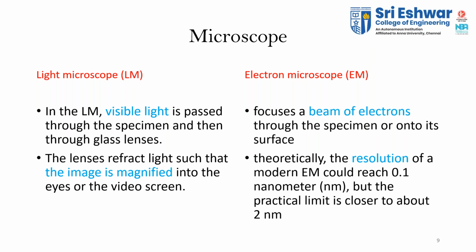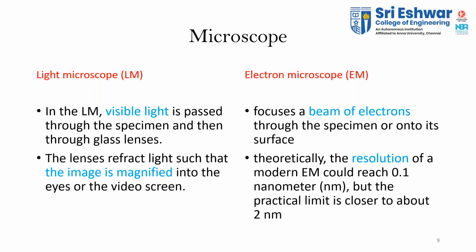Okay, so this has two classifications. One is the light microscope, another one is the electron microscope. Under the light microscope, we are using some light rays. We are going to pass the light rays to the specimen and through the glass lenses. So I'm going to place the cell on the glass plate, and I'm going to place a light over the specimen.